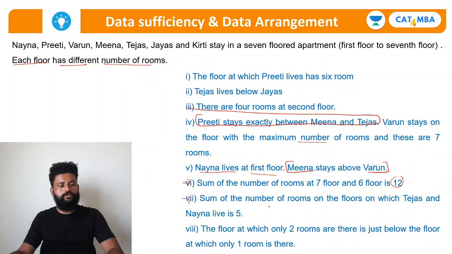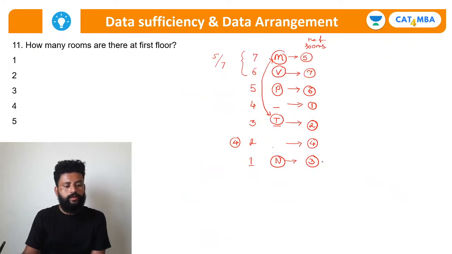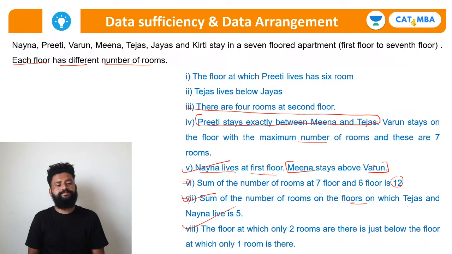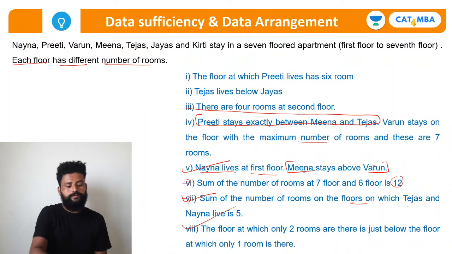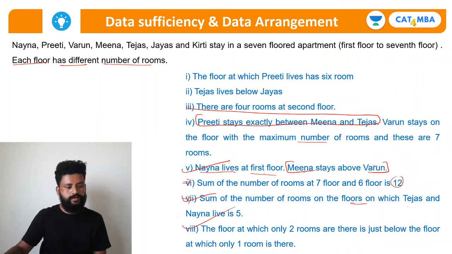So the sum of the rooms on the floor which Tejas is on is 5. Now we know Naina has 3 rooms and Tejas must have... okay, that's already done. Any other clue we have? Yeah, use this one also. Meena stays above 1, that's also done.